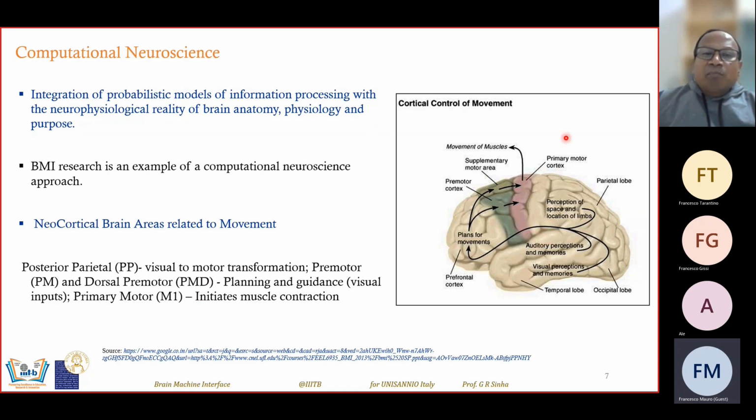So this is the complete description of what we are calling neuroscience, and from different areas we get the information, we apply some computing methodology. So this becomes your computational neuroscience.